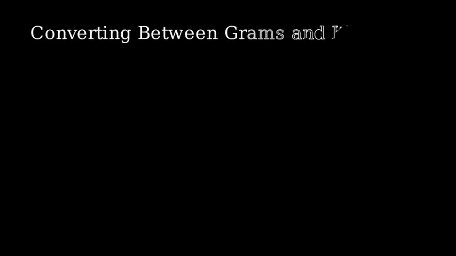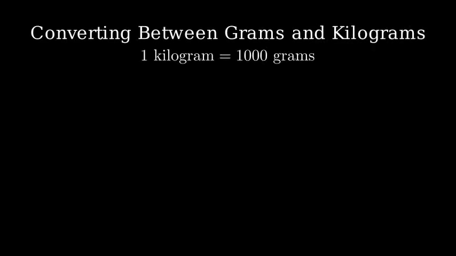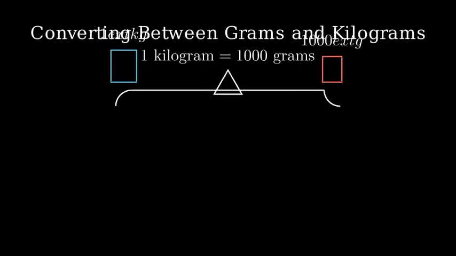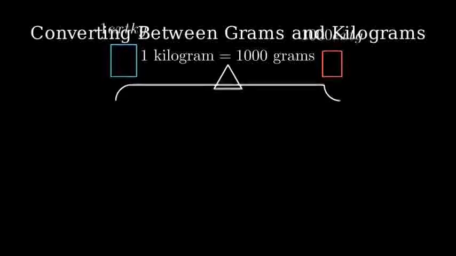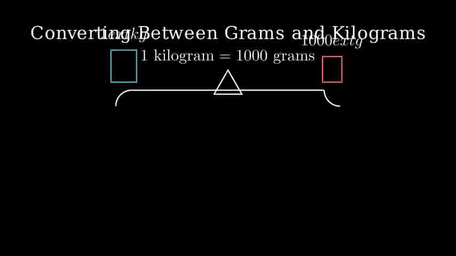Let's learn how to convert between grams and kilograms. The key relationship to remember is that 1 kilogram equals 1,000 grams. Let's visualize this relationship. Think of it like a scale. 1 kilogram weight on one side equals 1,000 gram weights on the other side. They balance perfectly because they represent the same mass.